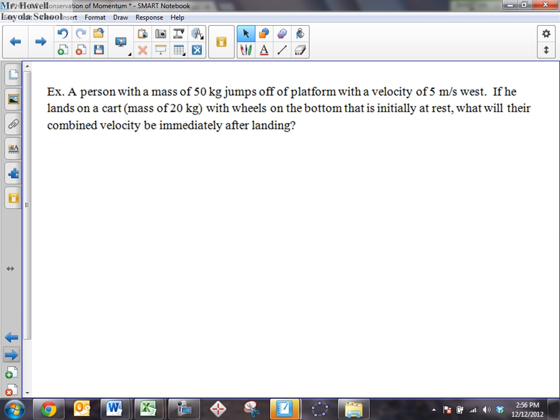If he lands on a cart with a mass of 20 kilograms, with wheels on the bottom that's initially at rest, what will their combined velocity be immediately after landing? Write it, and I'm going to give you a quick demo of what it looks like without getting hurt, hopefully.